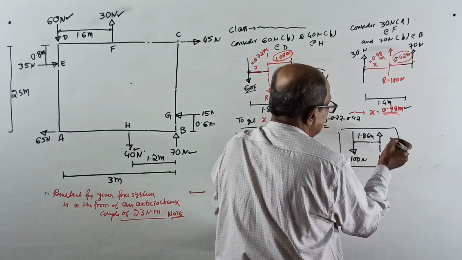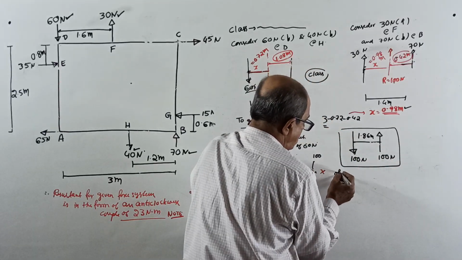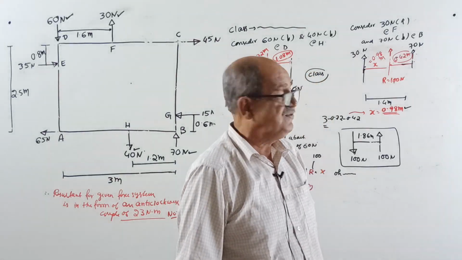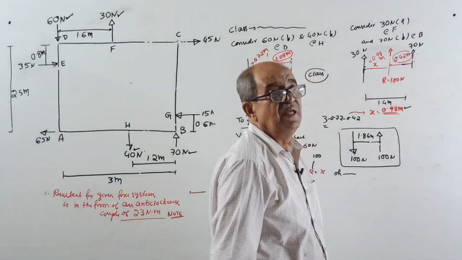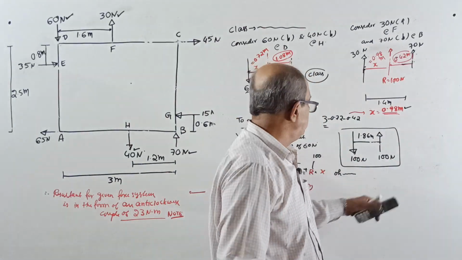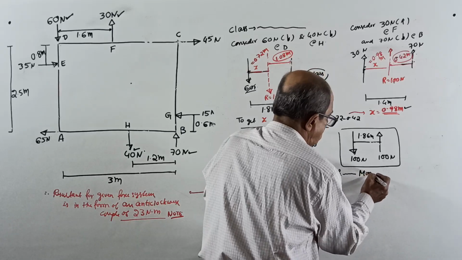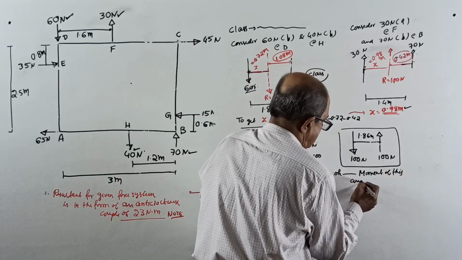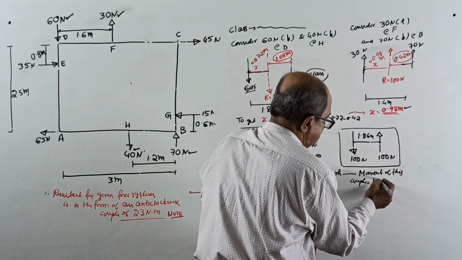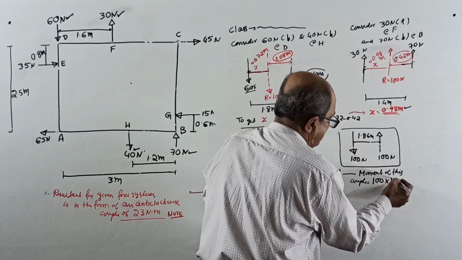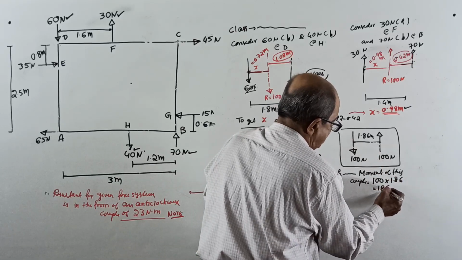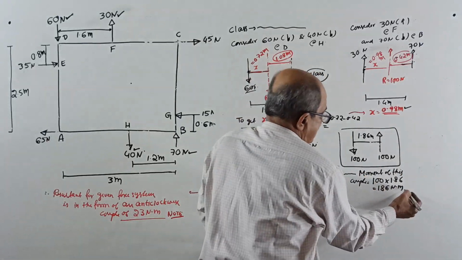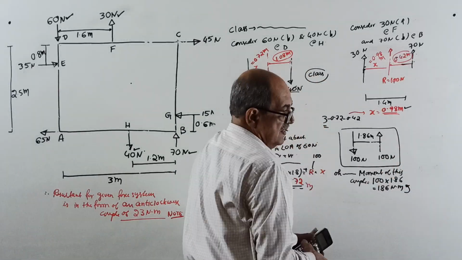These are two equal unlike parallel forces with different lines of action, and this will form a couple. Moment of this couple equals any one of the forces times the distance, 100 into 1.86 equals 186 Newton meter. This way it is anti-clockwise.